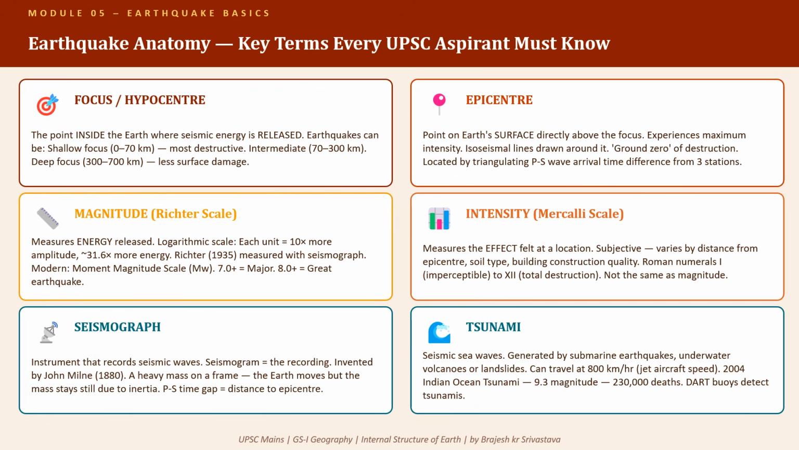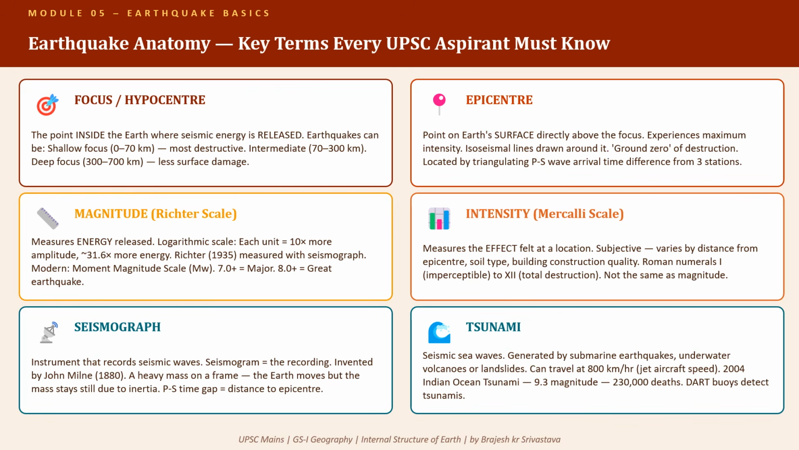Intermediate focus earthquakes are 70 to 300 kilometers deep. Deep focus earthquakes are 300 to 700 kilometers deep. They release enormous energy but less surface damage because the waves travel so far. Epicenter, the point on the Earth's surface directly above the focus. This is the point of maximum intensity. Isoseismal lines, lines of equal seismic intensity, are drawn concentrically around the epicenter. The epicenter is determined by triangulating P-S wave arrival time differences from at least three seismograph stations.